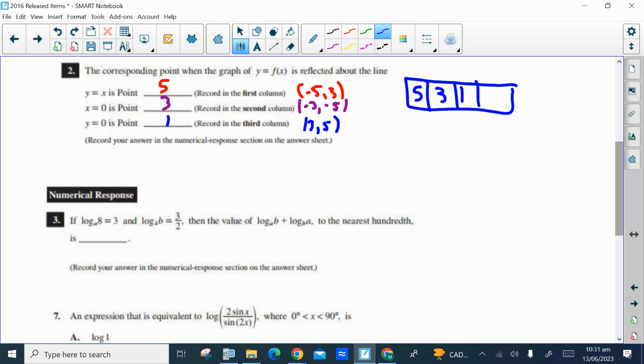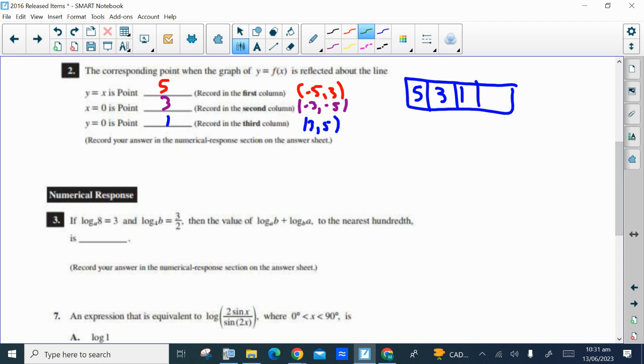Number 3, I think we saw a question very similar to this in one of our reviews. You're told what log base a of 8 equals and log base 4 of b equals. What is the value of log base a of b plus log base b of a? So you need to find out what a and b are.